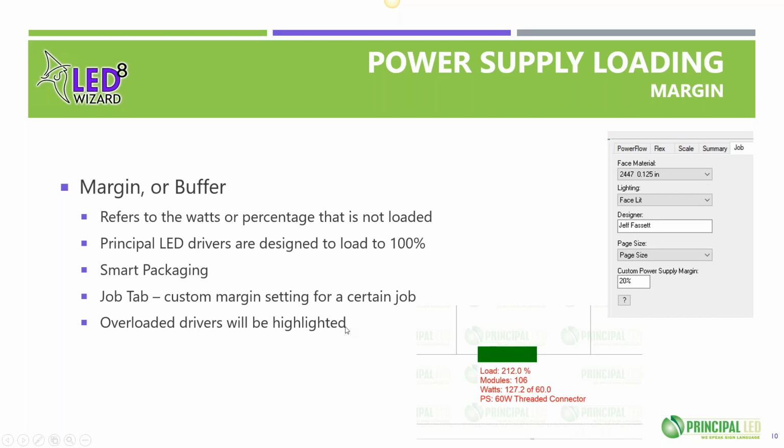Okay, so margin or buffer. I've mentioned that we load to 100%, but this concept of margin or buffer is a percentage or a number of watts that you want to reserve and keep unloaded. Again, it used to be 20%, and then it felt like for a while it was 10%, and then maybe 5%, and now nothing in some cases.